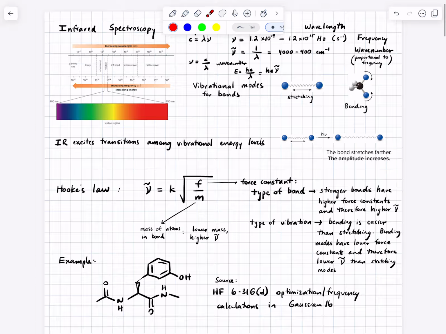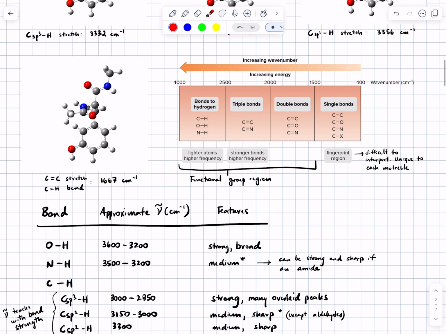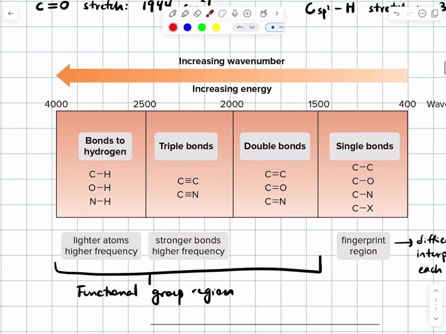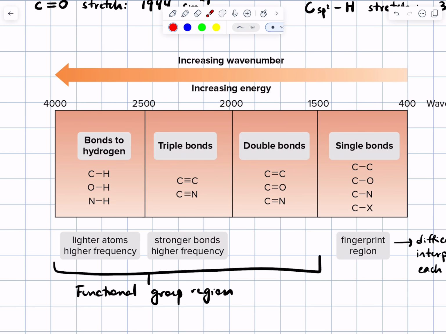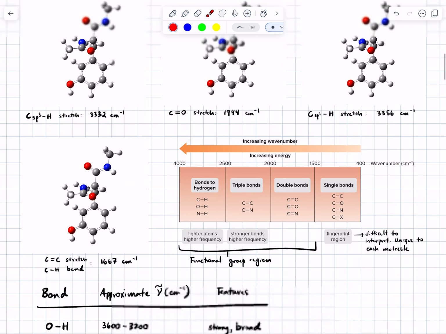So if we look at an infrared spectrum, as we will see it later, it's usually drawn in this fashion with low wave numbers on the right and higher wave numbers on the left. I realize that's backwards from what you expect, and I don't know why they do it that way. You expect bonds to hydrogen to show up at the highest values of wave number because of that Hooke's law where mass is in the denominator.